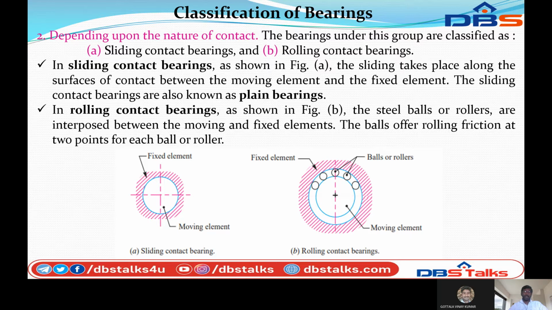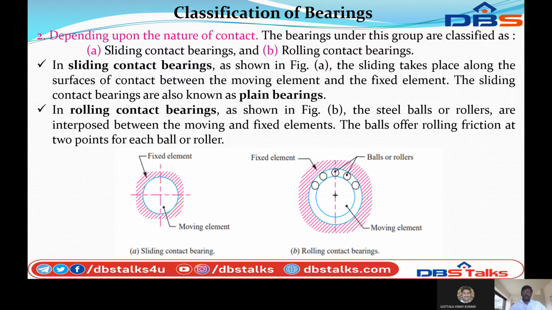The sliding contact bearing is also known as plain bearing. So another name for the sliding contact bearing is plain bearing. The sliding contact takes place on the surface between the movable element and the fixed element. You can see in the figure, this is the movable element, and around it one fixed element is arranged. So this is the sliding contact bearing.